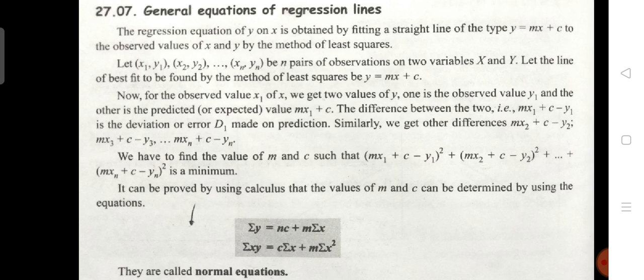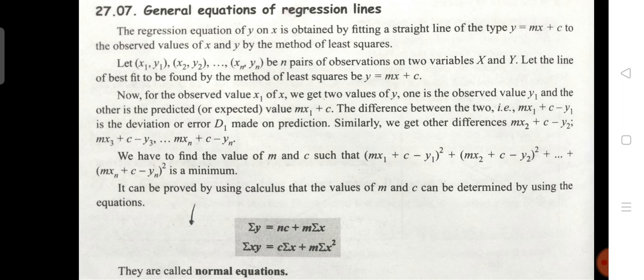Next is the general equation of regression lines. The general normal equations are: sigma y is equal to nc plus m into sigma x, and sigma xy is equal to c into sigma x plus m into sigma x square. Here we take a straight line, the line of regression, y is equal to mx plus c, and let x1, y1, x2, y2 and so on be the n pairs of observations of two variables x and y. The line is y is equal to mx plus c.